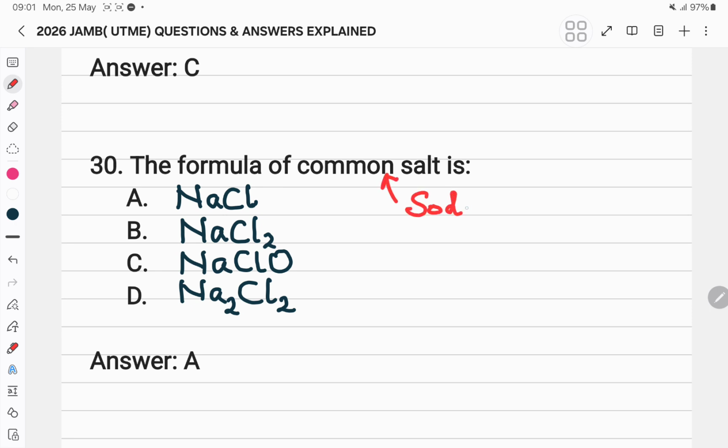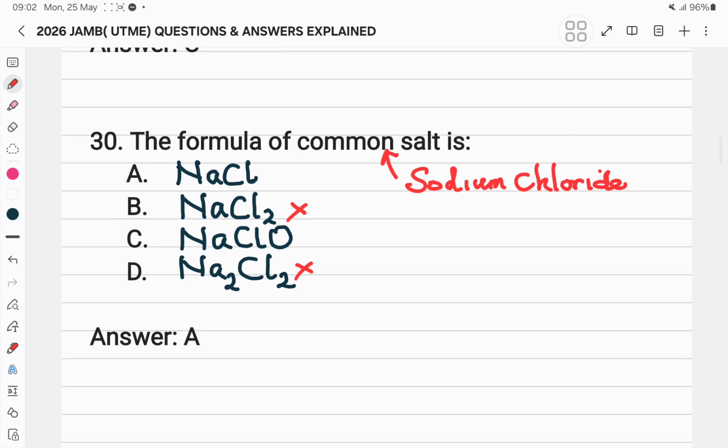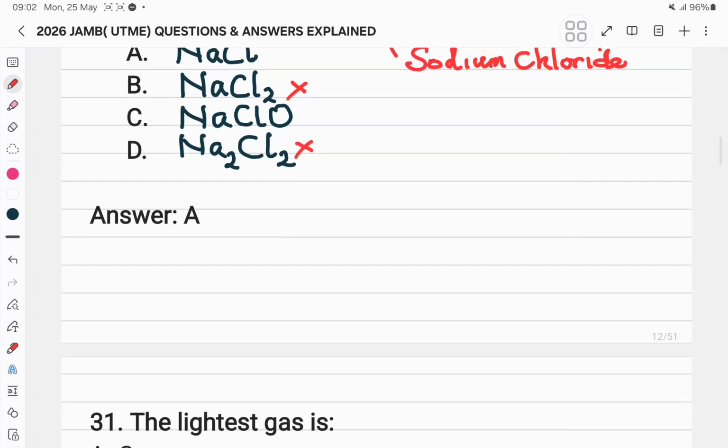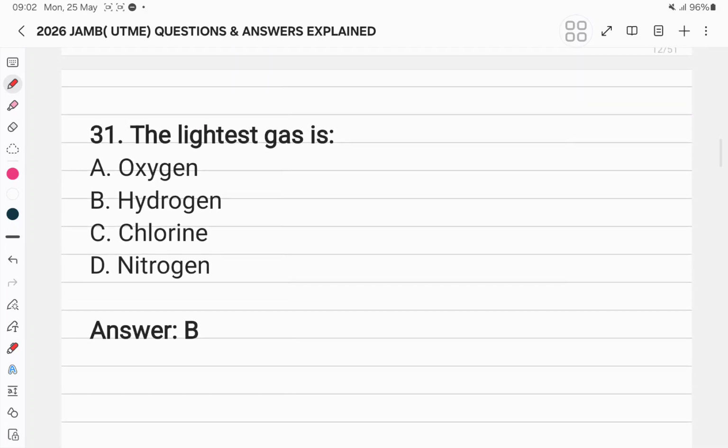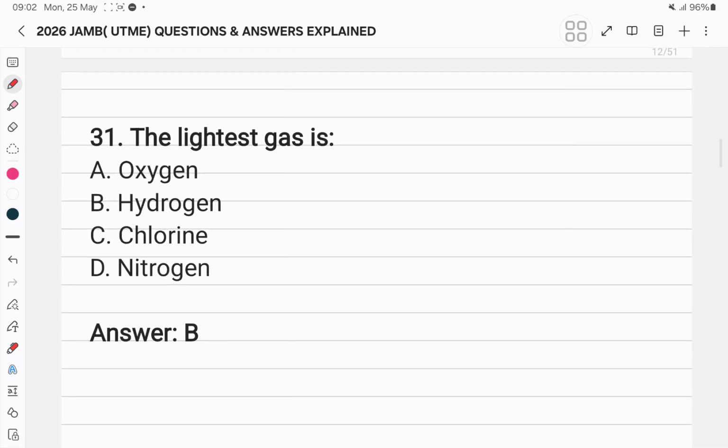Sodium chloride. Options B and D do not exist. Option C exists. That is sodium oxochlorate(I), but it's not the correct formula for sodium chloride or common salt. So the correct formula is NaCl, option A. Question 31. The lightest gas is hydrogen.